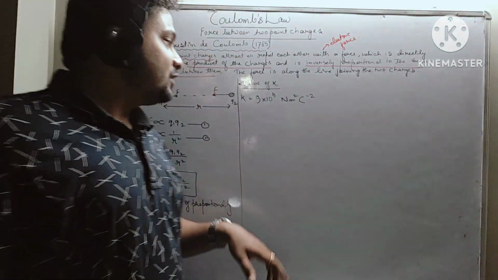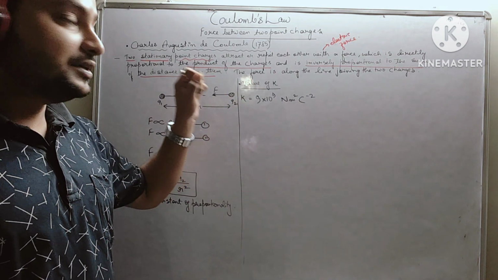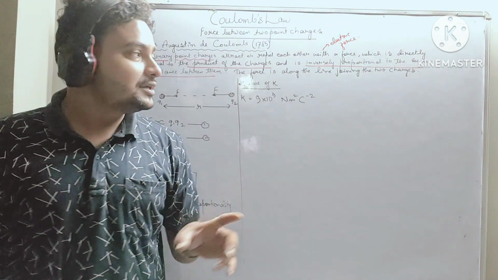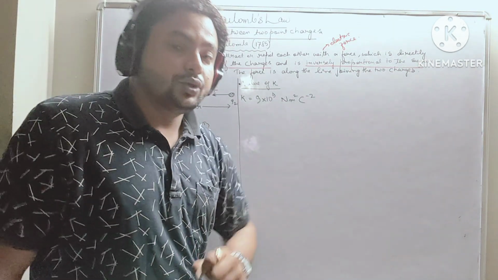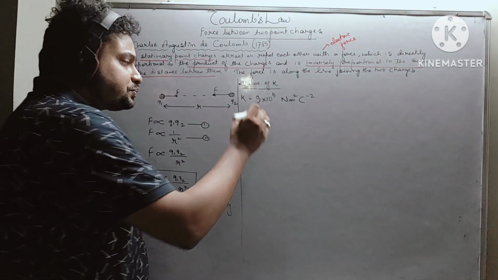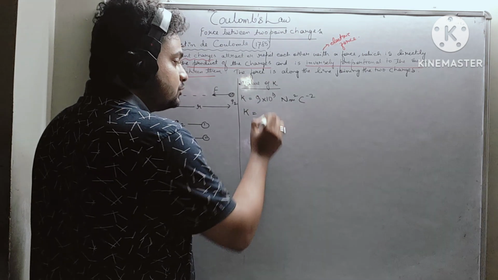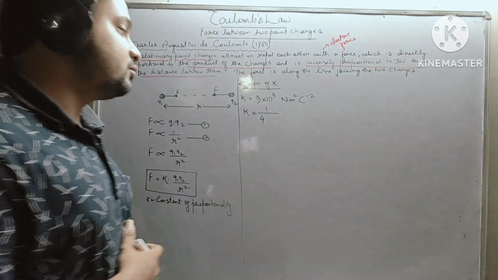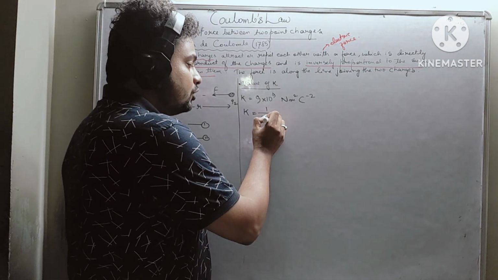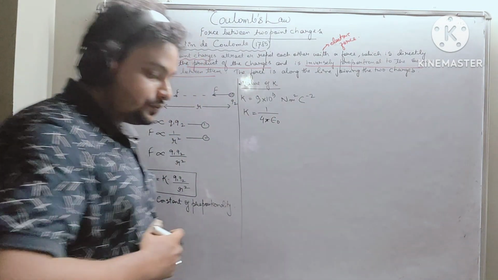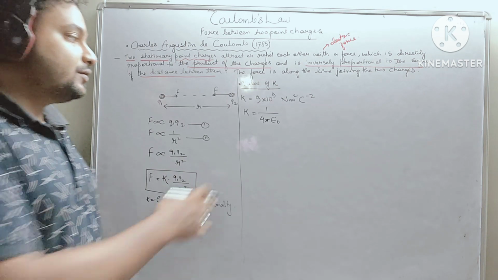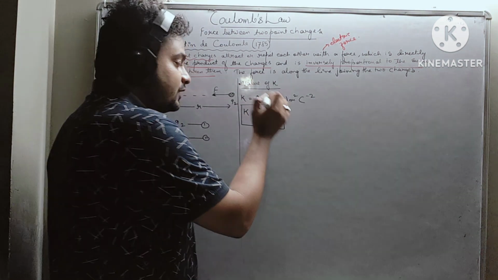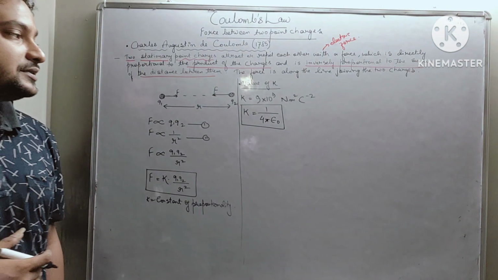How? For that, let us understand what this value of k means. As I told you, the value of k is 9 into 10 to the power 9 Newton meter square Coulomb to the power minus 2. Also, the value of k was found to have a particular formula: 1 divided by 4 pi epsilon naught. Those who don't know this will wonder what epsilon naught is. I will tell you what this epsilon naught is.